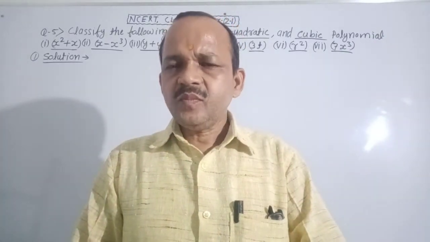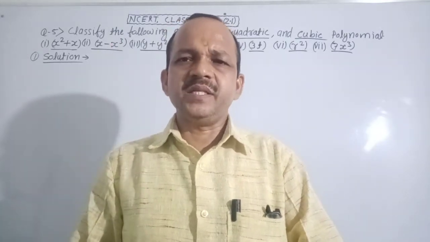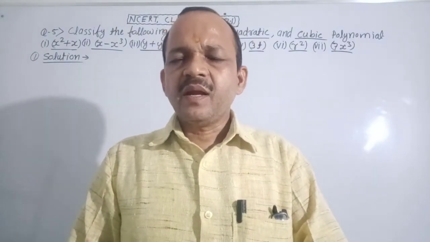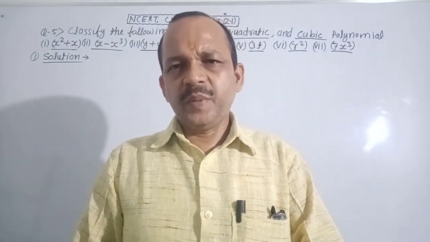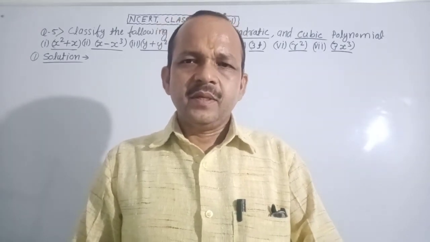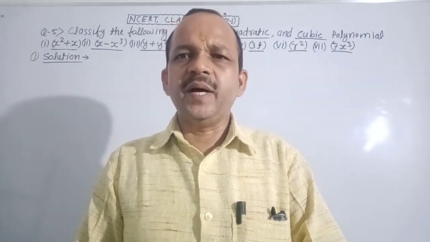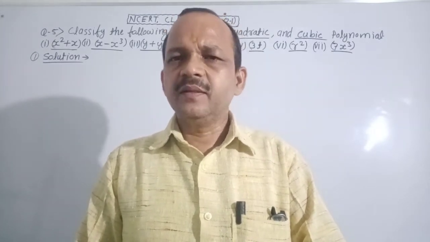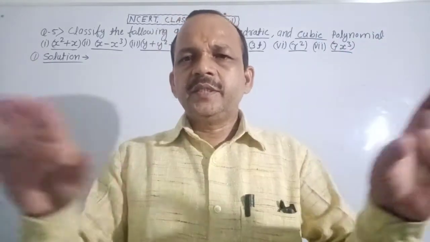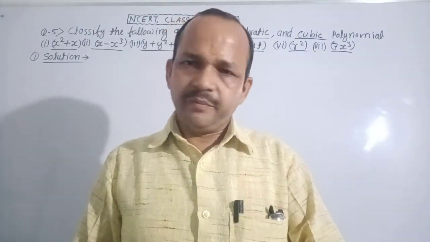Next, trinomial. A polynomial having three terms is called a trinomial. For example, x power 4 plus x cube plus 3. Next example, mu power 43 plus mu power 31 plus mu, and so on. Is term based polynomial clear? No confusion about it? Very good.